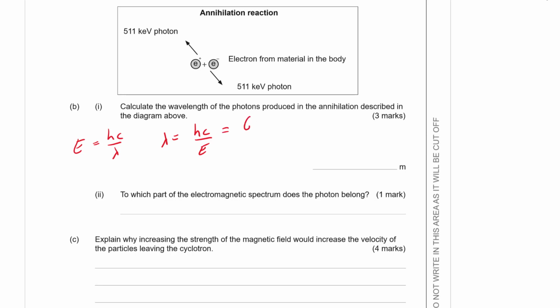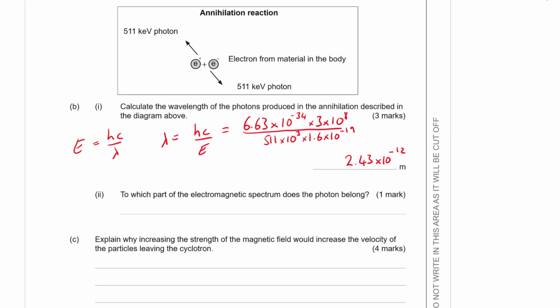So the only difficult part, I suppose, would be understanding that you need to convert those kilo electron volts into joules. So 6.63 times 10 to the negative 34 times 3 times 10 to the 8 over 511 times 10 to the 3. That's kilo electron volts. Now to get it into joules, times 1.6 times 10 to the negative 19. And what you should get is 2.43 times 10 to the negative 12.